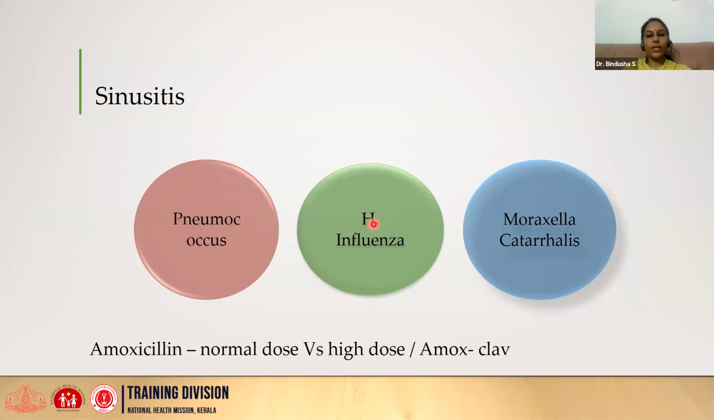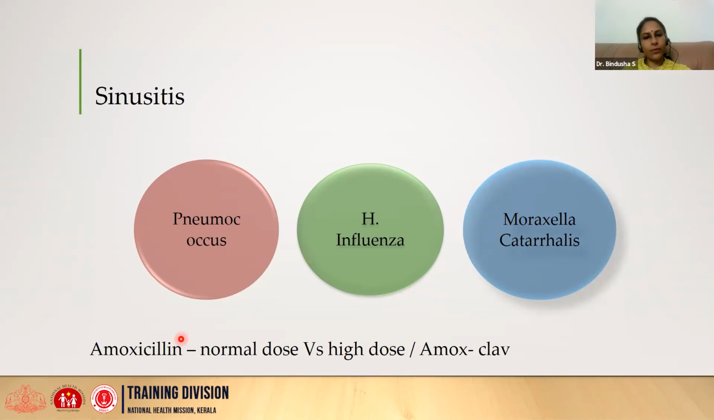But at the same time, we need to know that H. influenzae and Moraxella catarrhalis both can produce beta-lactamase, and if these are resistant beta-lactamase producing organisms, then we can add on clavulanic acid to amoxicillin to overcome resistance. So which antibiotic and which dose we are going to select will depend upon the chance of resistance. If the patient does not have any risk factors for drug resistance, we need to start amoxicillin in the normal dose only, that is 45 milligram per kg per day in 3 divided doses.